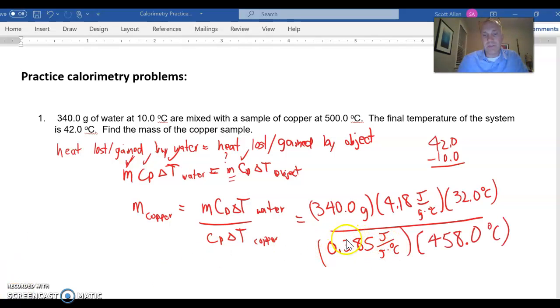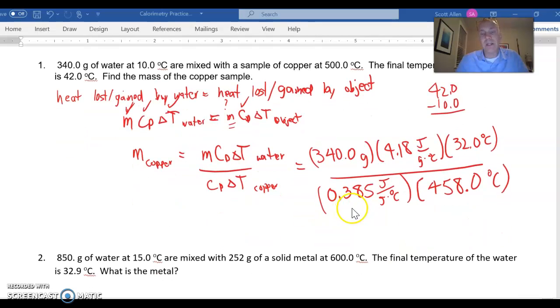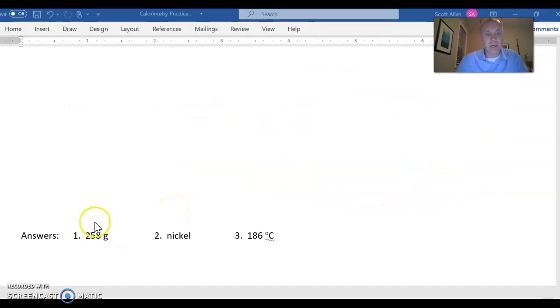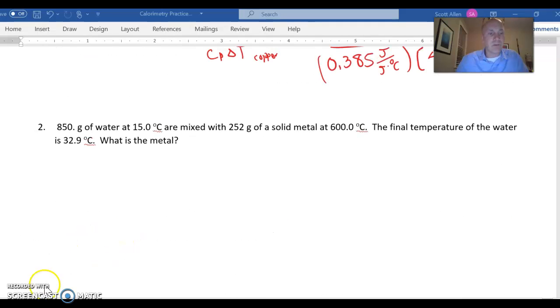That goes over top of the specific heat of copper, which you can get from the reference guide, and the change in temperature of the copper. This value comes from the start temperature of copper minus the final temperature of the copper. Remember, the final temperature of the copper is the exact same thing as the final temperature of the water. Taking these numbers, plugging them into your calculator, and noting significant figures, this answer should have 3 significant figures, and when you round, it's going to be 258 grams. All right, for the next problem.